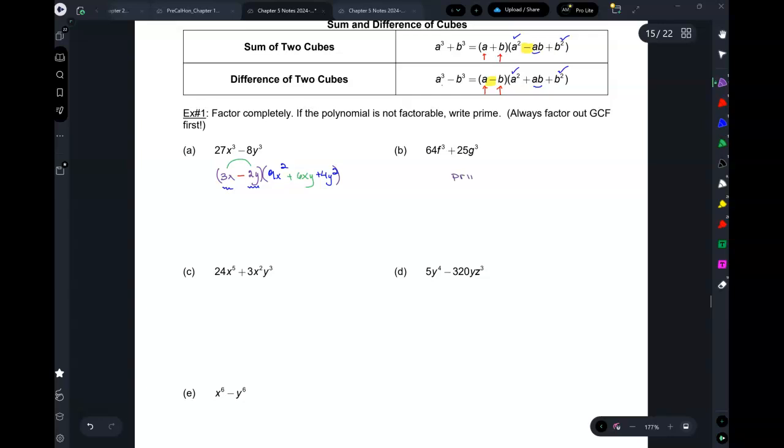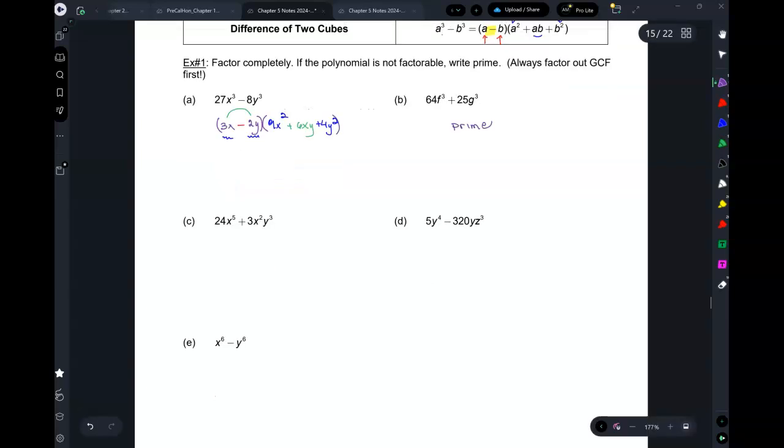prime. Okay. So this one, 24 and 3, we can factor out a 3. And what else can we factor out? X squared. So I get 8x cubed plus y cubed.